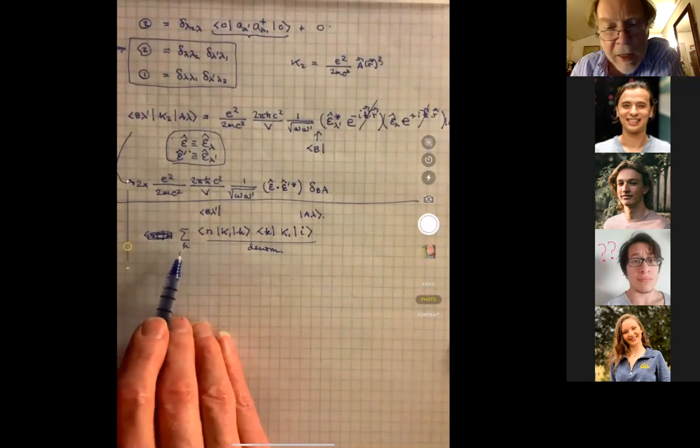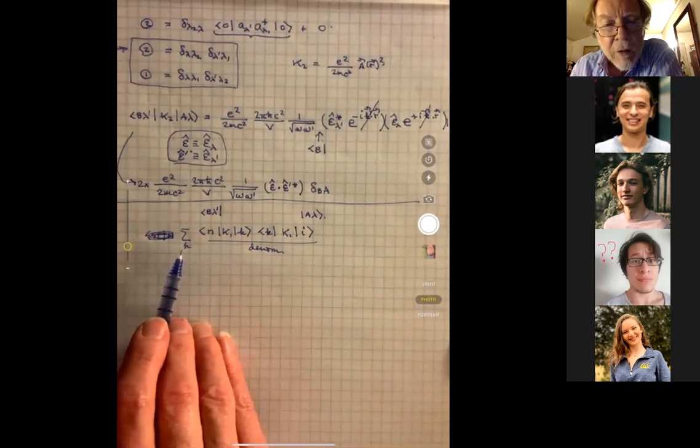Now the sum over K was a sum that came from a resolution of the identity in the perturbation theory. And so in principle, this needs to run over all the states of the atom as well as all the states of the electromagnetic field, of which there is a huge number because the number of photons can go from 0 all the way out to infinity.